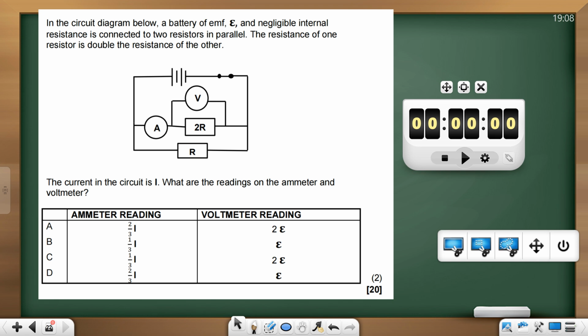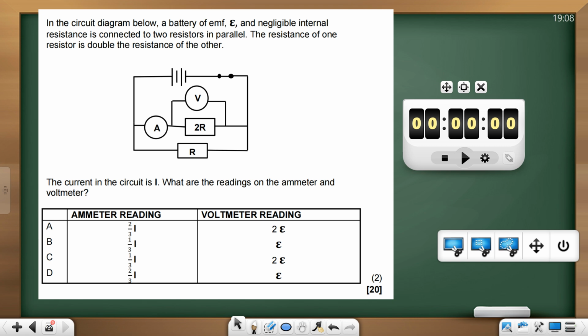In the circuit diagram below, battery of an EMF, I'll be looking at EMF now quickly. According to the exam guideline, we are supposed to look at EMF with you in grade 11. But it's good to first see what this whole thing is all about, because we're just going to apply all of this now when we get to EMF.